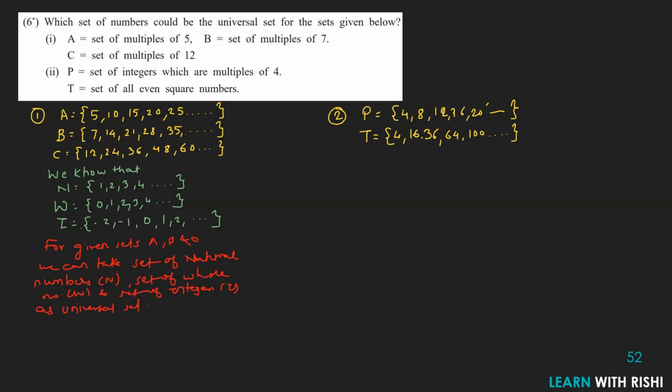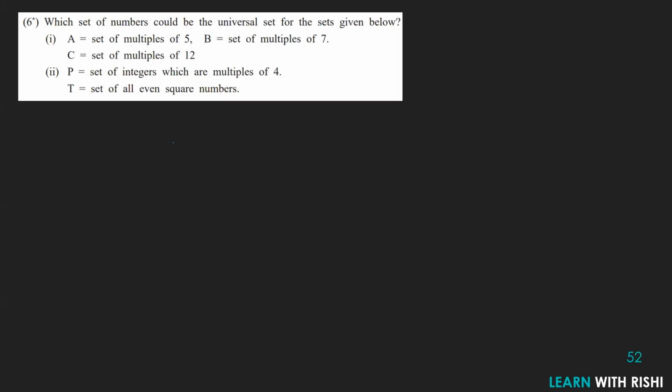So these are our 2 sets, set P and set T. Again, we can take the set of natural numbers, whole numbers, or integers as a universal set. So you can copy the same thing here. The same thing you can write here. Okay. Let us move to the next question.